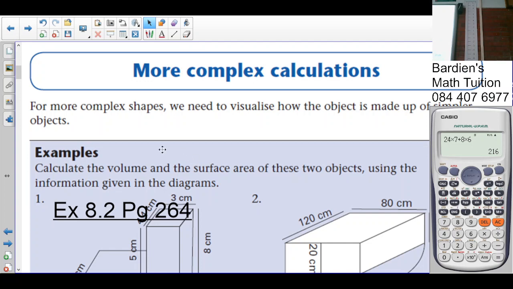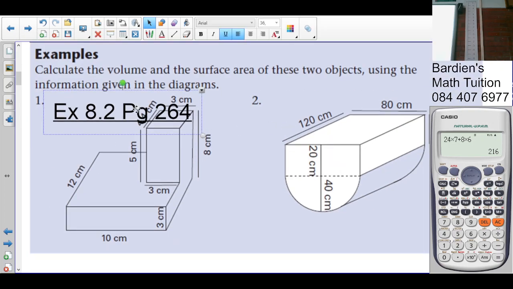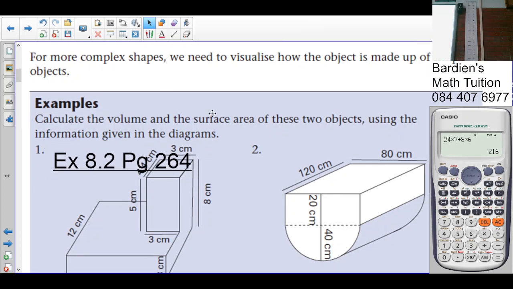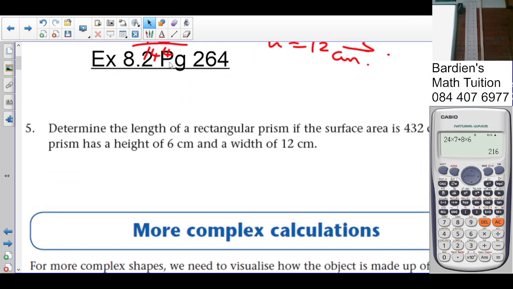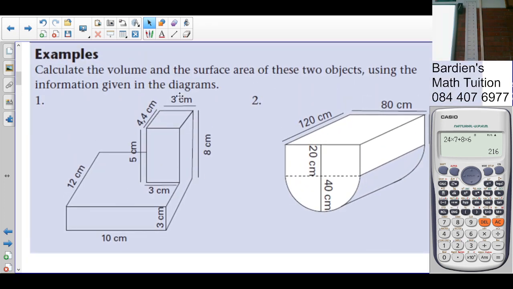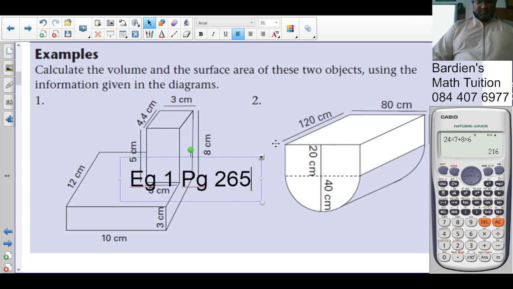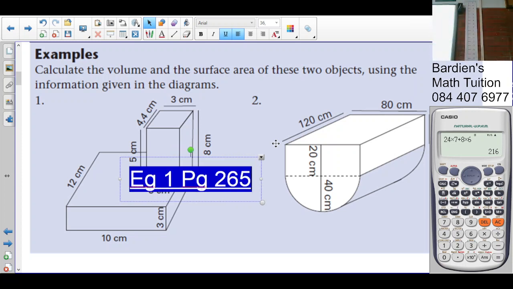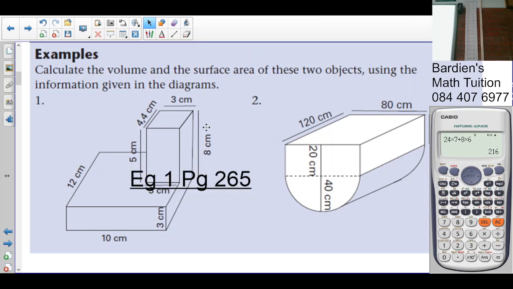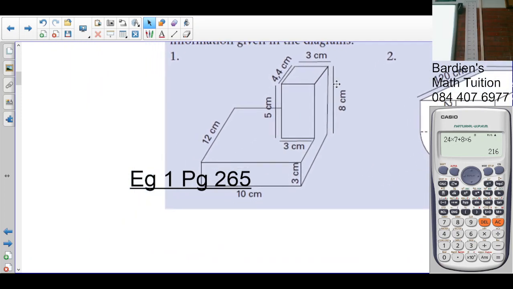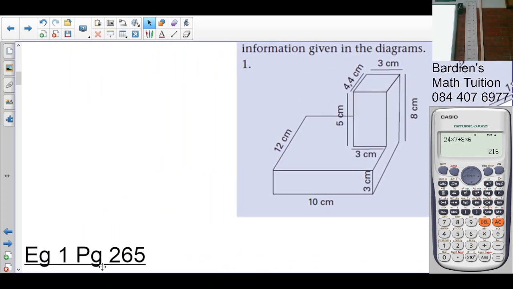So now we're going to look at more complex calculations. For more complex shapes, you need to visualize how the object is made up of simpler objects. Okay, so we're looking at example 1 on page 260. The question says calculate the volume and the surface area of these two objects using the information in the given diagram. Okay. So we have two shapes here.